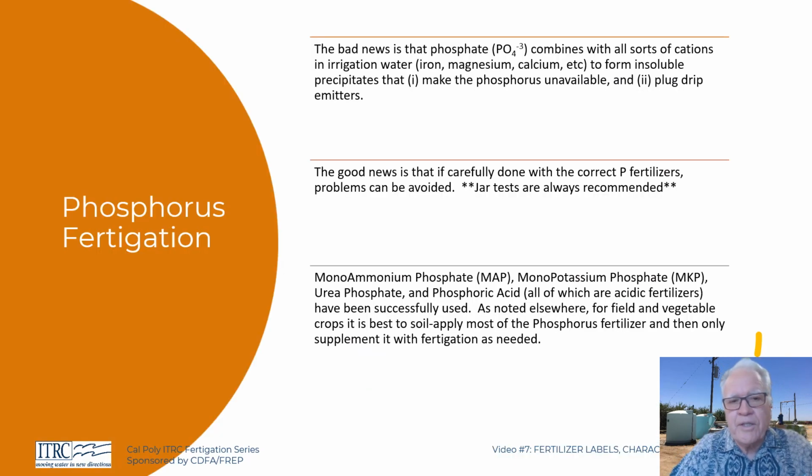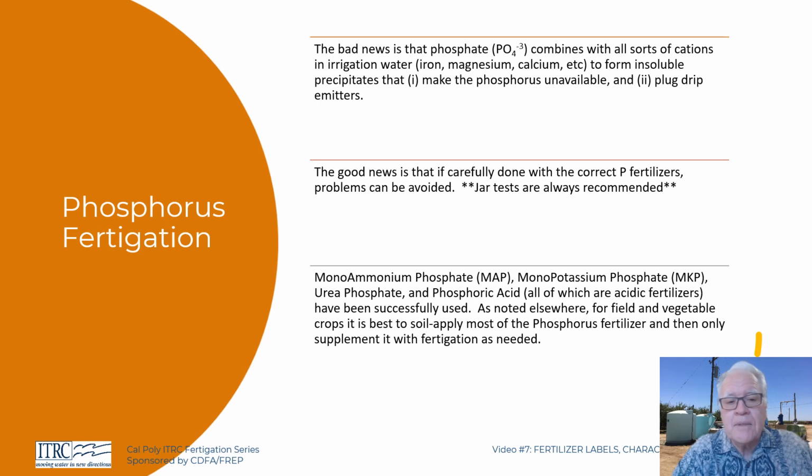With phosphorus fertigation, the bad news is that phosphate combines with all kinds of things, iron, magnesium, and you've seen images of this before. Essentially, if the phosphate precipitates out, it's unavailable and it plugs emitters. Those are two bad things. Good news is that there are fertilizers that can overcome that problem. But with phosphorus, you always do want to do jar tests just to make sure, kind of double check things.